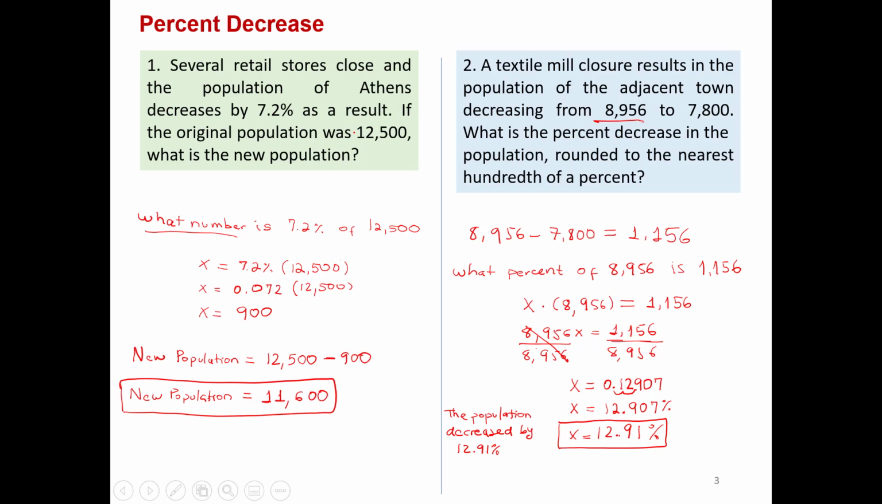If we have two numbers where something increases or decreases, before finding the percentage, we need to subtract the numbers, like we did here, and then we can find the percentage.